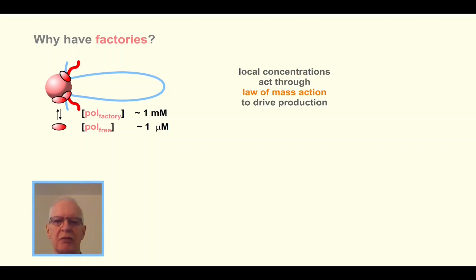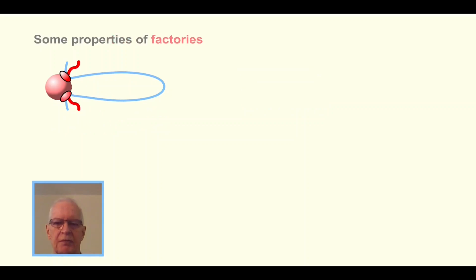Why would evolution want to have factories? Now, the concentration of the polymerase in the soluble pool is very low compared to the much higher local concentration in the factory. And this is going to act through the law of mass action to drive production of essentially all transcripts into factories. Some properties.